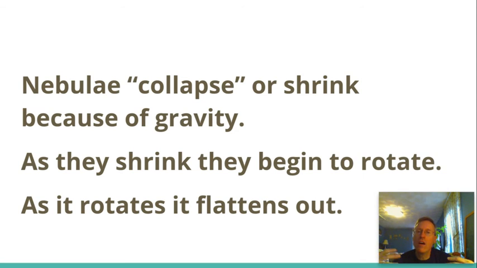It might take hundreds of thousands or even millions of years, but eventually and slowly the nebula starts to shrink due to its own internal gravity. When that happens, we say that it collapses. So you start out with a nebula and it gets smaller and smaller and smaller. As it shrinks, it usually starts to rotate, almost like when you see water going down the drain in your tub when you let the water out. And when things rotate, they tend to flatten out.